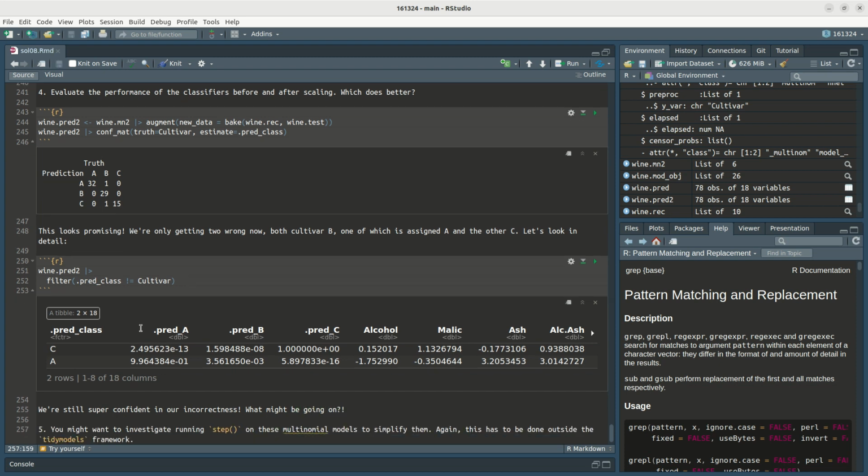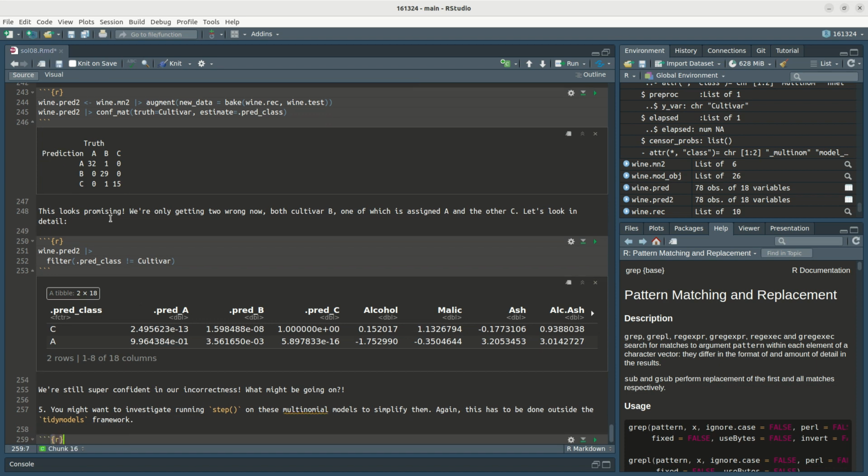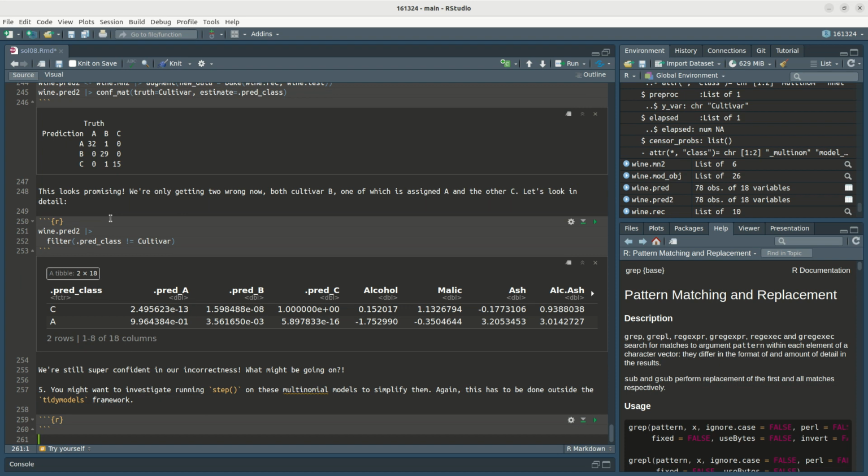Again, have a think about that. And finally, we might want to simplify the model. So we could try running a step outside of the tidy models framework, and then incorporating that. So let's perhaps do that quickly. We're going to have to refit the model using multinom directly, then run step, then refit again in tidy models and evaluate. Okay, so we're going to go multinom. Again, we're going to use the scaled data.